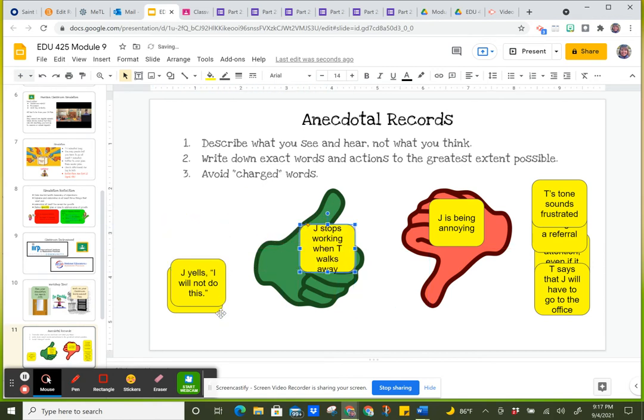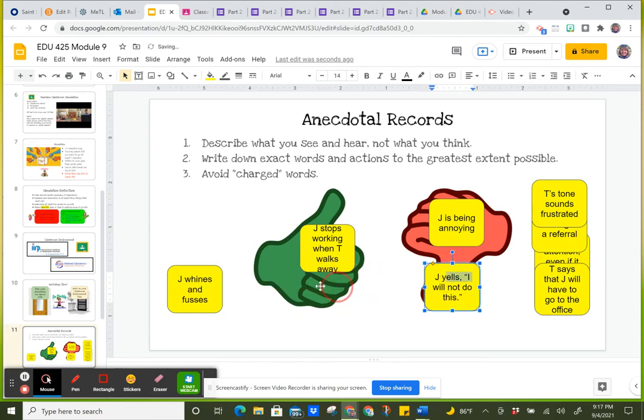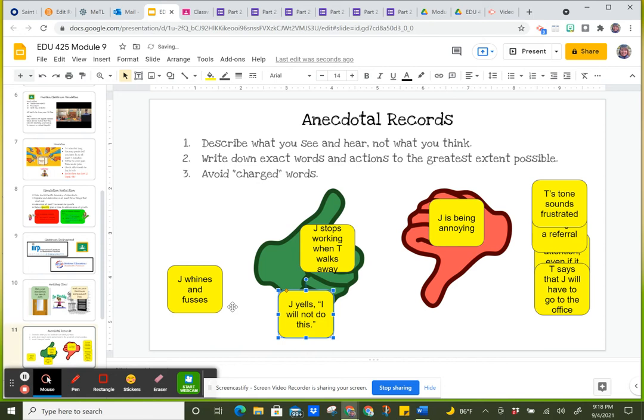Jay yells, "I will not do this." Yes, this is good. You're capturing the exact words. Whoops, I'm sorry. That's good, not bad. Let me move you back over here. Come on. There we go. Jay whines and fusses. It may be true, but whining, that's a pretty charged word. So maybe let's use a different word.